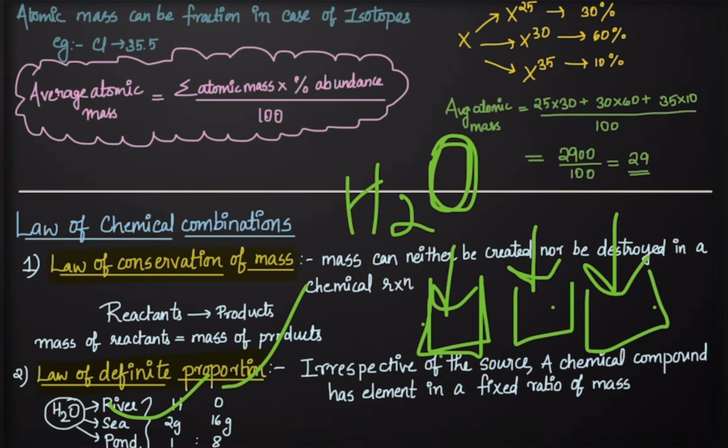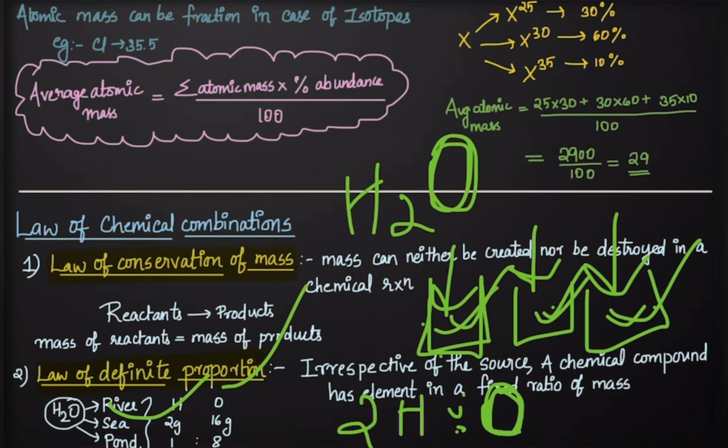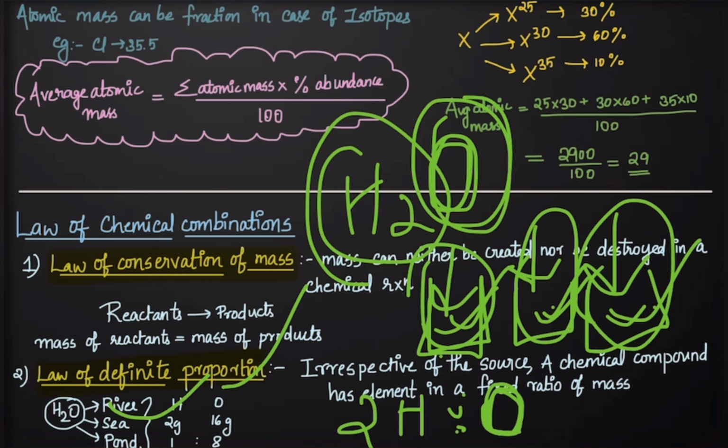In all these vessels, that is from the river, from the sea and from the pond, the hydrogen and oxygen ratio is 2 hydrogen is to 1 oxygen. In all these, the ratio of the elements will be the same, irrespective of the source. This is from the river, this is from the sea, this is from the pond, but 2 hydrogen and 1 oxygen is present in all these.